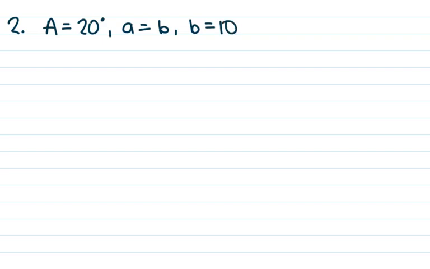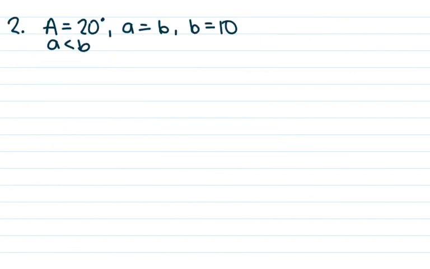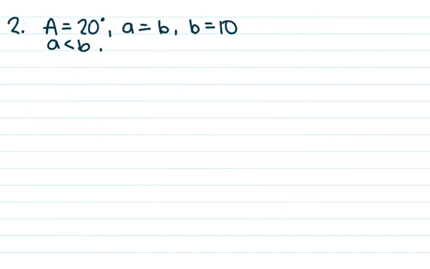Now, number 2. You're given the information that you have a triangle, angle A is 20 degrees, side A is 6, and B is 10. Now, I need to draw this triangle and find all the possible solutions. So if I look at my possibilities, I notice that A is smaller than B. So looking back, A is smaller than B, and angle A was 20, so that's acute. So if A is acute, yes, it's acute, and A is less than B, that means there's two possible solutions. Okay, so I'm just going to write that. Two possible solutions.